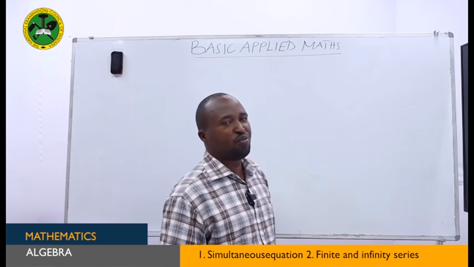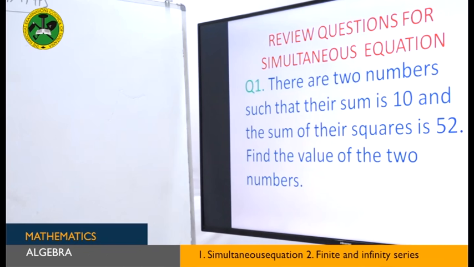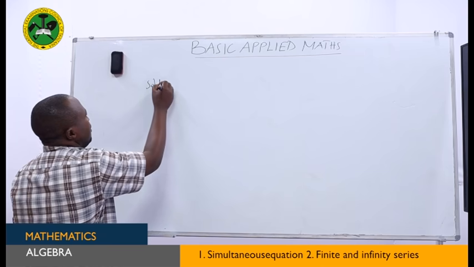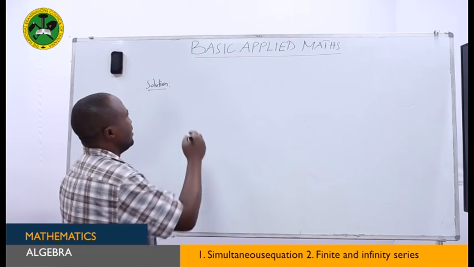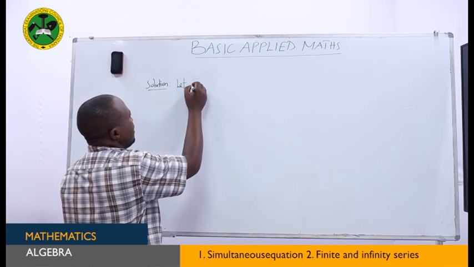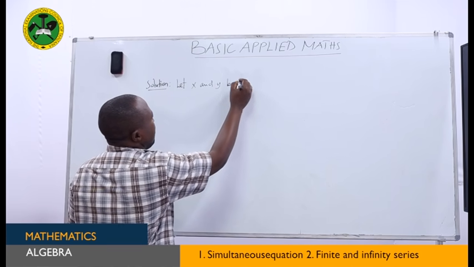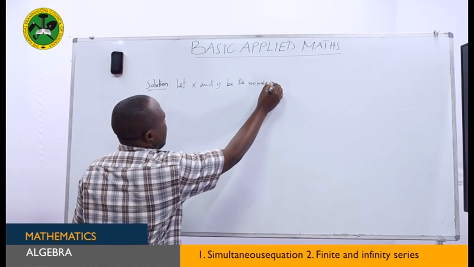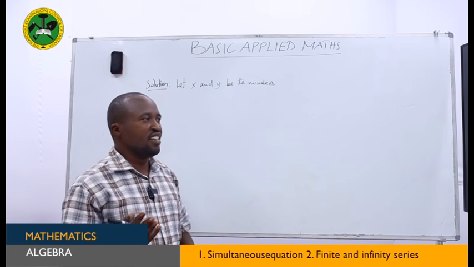My dear student, this is a word problem. Let us see how we are going to solve such a kind of word problem. Now, solution. First step, we just let some letters: let x and y be the numbers, because the numbers are unknown. So we let x and y be the numbers.